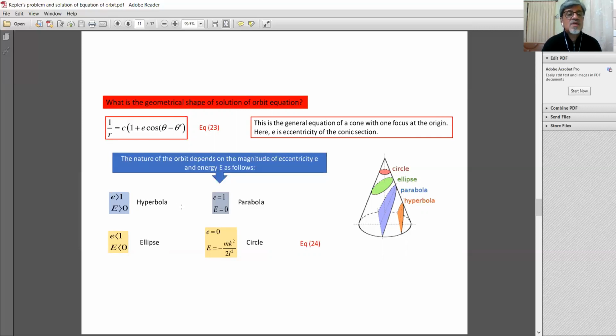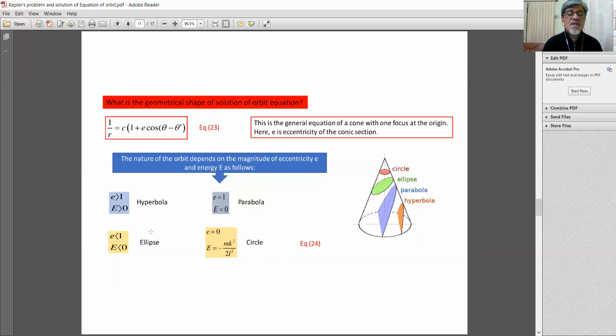So the first condition gives e greater than 1 and energy greater than 0, then it is a hyperbola. If eccentricity is equal to 1 and energy is equal to 0, then it gives a parabola. Then if eccentricity is less than 1 and E is less than 0, then it gives an ellipse. And this is giving a bound orbit, because in a bound orbit the energy is represented in a negative form. And when eccentricity is 0 and energy is exactly equal to −mk²/2L², then it gives a circular orbit.